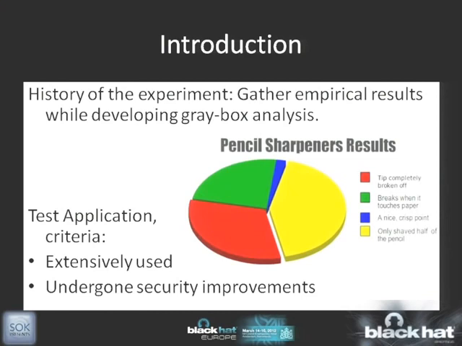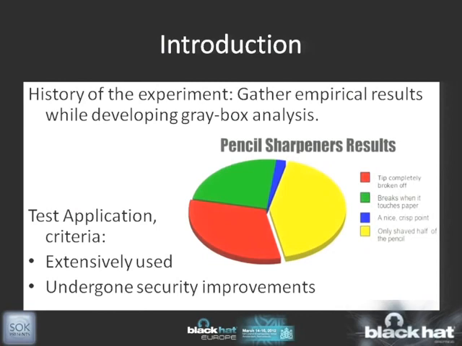So we were actually working on our gray box analysis, and we wanted to take an application to find some empirical results, to figure out if our analysis was really working. And the criteria were fairly simple. We wanted to use an application that was extensively used and that had undergone some security improvements. So we didn't want to take any random application. We really wanted to take an application that was heavily used and where people also thought about the security of that application. And that was the start of the project.